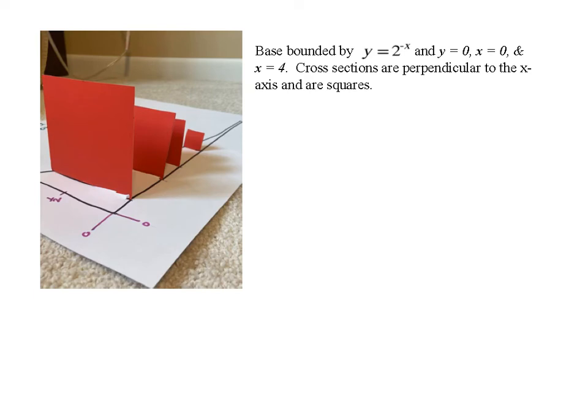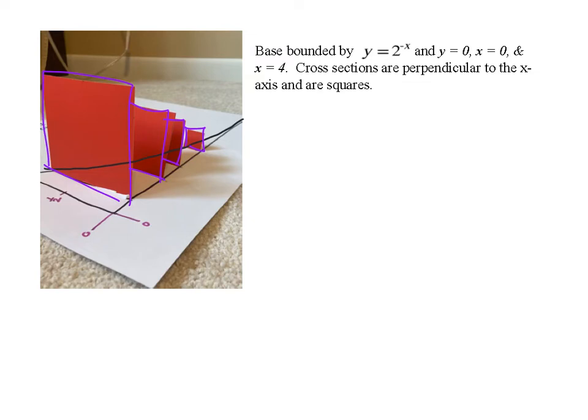We can also have cross sections that are squares. So our next example here shows the graph. It's not drawn in super well, but the graph of 2 to the negative x, and the cross sections coming up out at you are squares here, with one of the bases in that xy plane there.